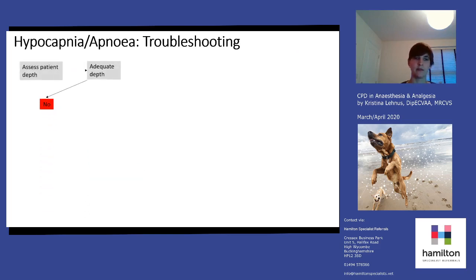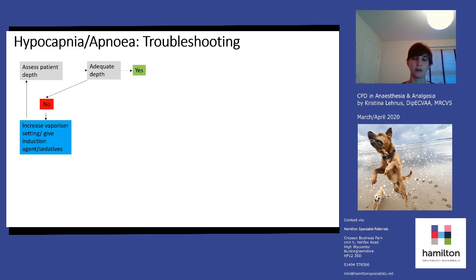So we assess the patient depth again. If patient depth is inadequate, then we probably need to reduce the vaporizer setting, actually that should say, because we're probably going to be deep and therefore becoming increasingly hypotensive. The alternative is that you might have to increase the vaporizer setting because the animal might be breath holding or panting and therefore is hypocapnic and the depth is inadequate. So it could be either way.